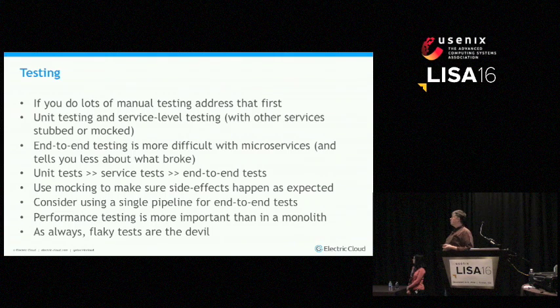So I've said this before. I'll say it again. If you're doing lots of manual testing, address that first. Don't even think about going down the microservices route. Don't think about continuous delivery. Don't think about DevOps. Don't think about anything until you've fixed manual testing. That's generally one of the biggest areas of slowdown and problem that we see.